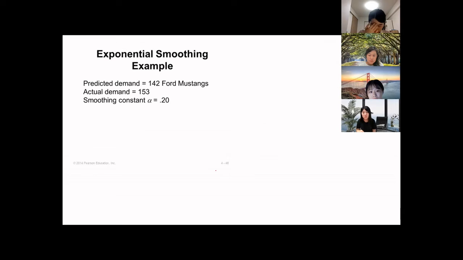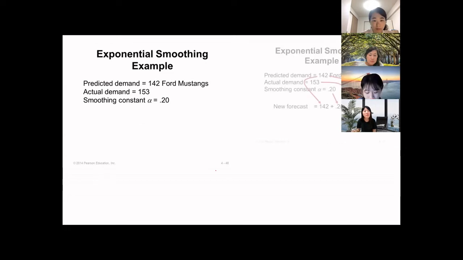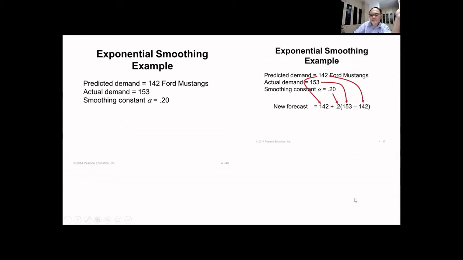Let's look at just one simple example given in the book. The predicted demand for this car, Ford Mustangs, is 142, but the actual demand is 153. The company has provided a smoothing constant alpha of 0.2. So just use this formula to predict for the future. That means Ft, the next period forecast, is 142 plus 20% of the difference.